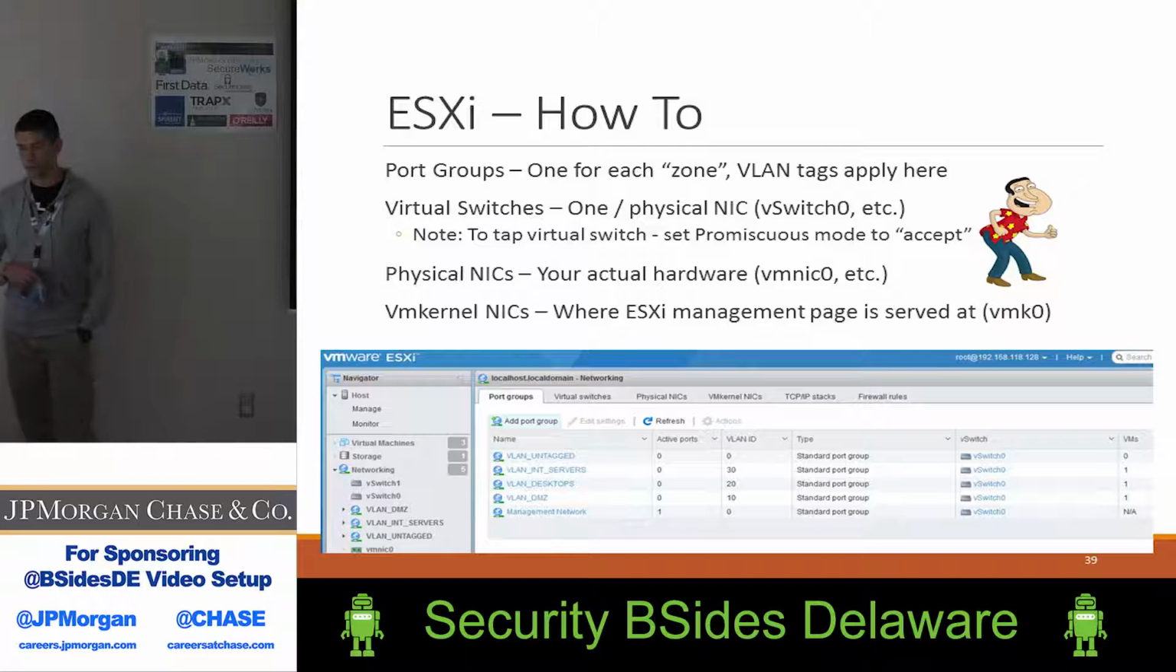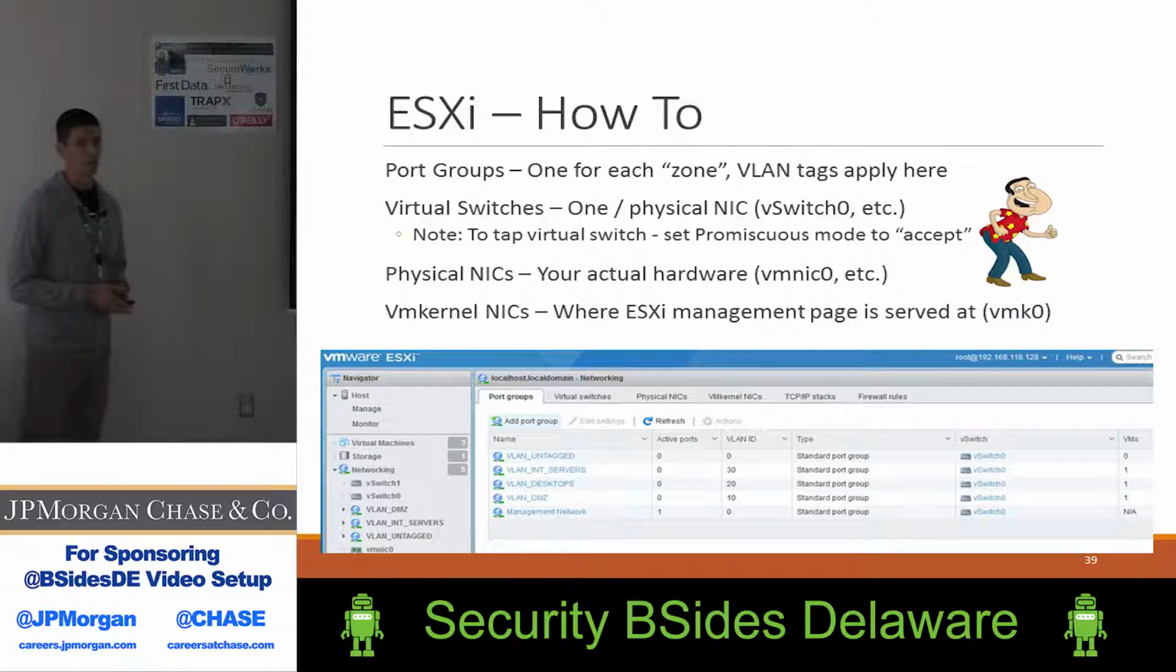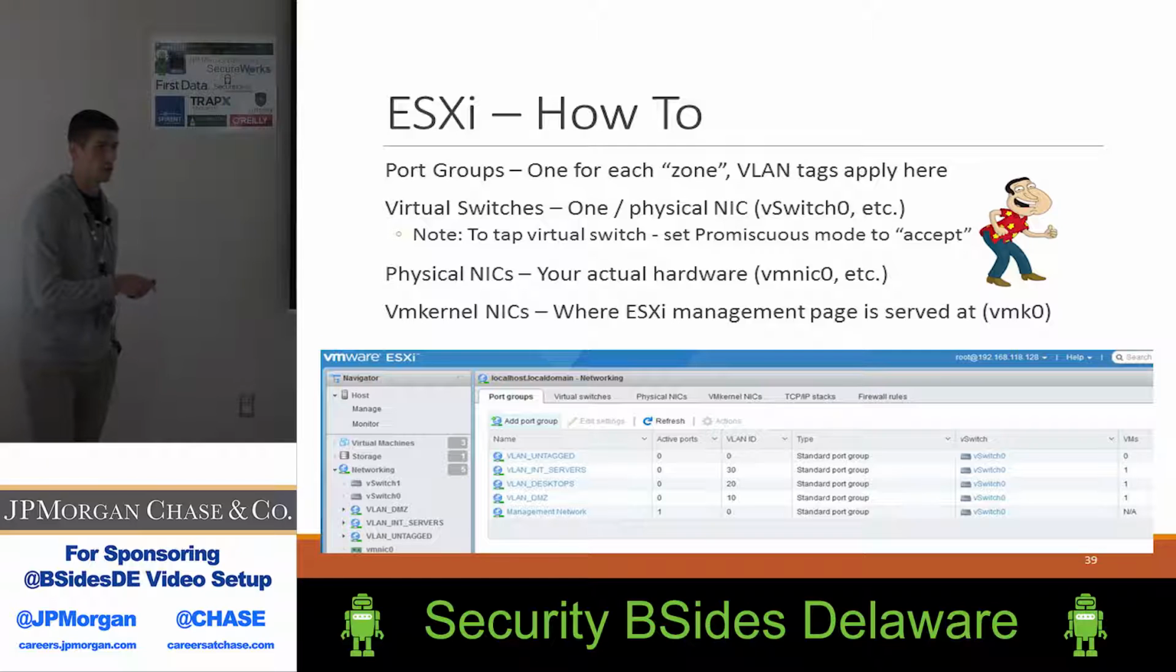You make your port groups. There's 4 different things you need to understand. There's port groups, virtual switches, physical NICs, and VM kernels. Your port group is going to be the group where the VLAN tags are applied. So you set those up and you make all your zones, and then you take your virtual switches and you assign those port groups to a virtual switch. Then you take your physical NIC and you attach that switch to that physical NIC.